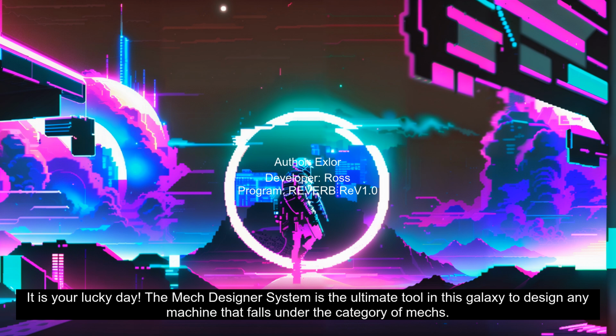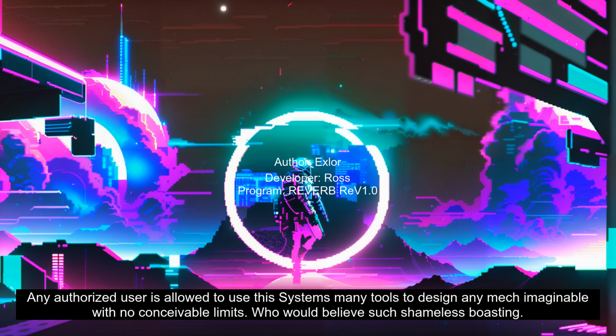It is your lucky day. The Mech Designer System is the ultimate tool in this galaxy to design any machine that falls under the category of mechs. Any authorized user is allowed to use this system's many tools to design any mech imaginable with no conceivable limits.